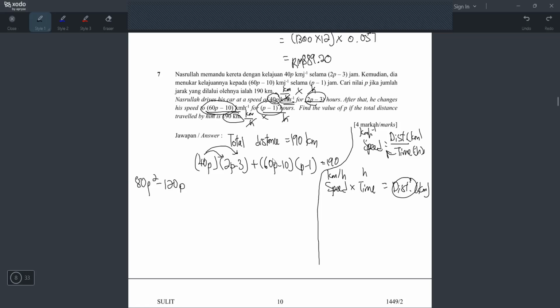Okay, this one how to expand? Okay, this one got two terms. You have to expand like this. 60p times p. What is 60p times p? 60p square lah. And then 60p kena darab negative 1. Negative 60p. I see that. 60p times p is 60p square. 60p times negative 1, negative 60p. And then negative 10 times p. So negative 10p. And then negative 10 times negative 1, positive 10 equals to 190.